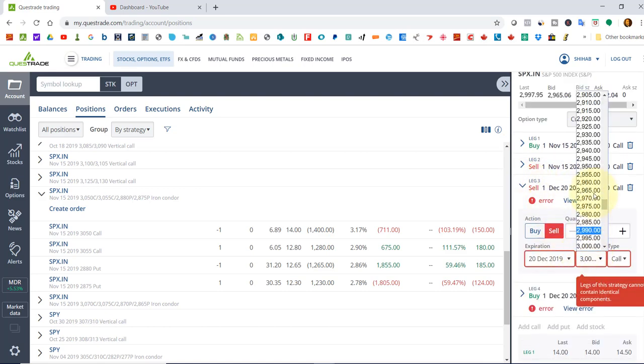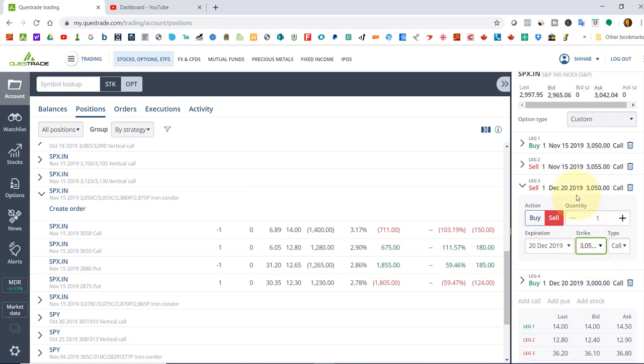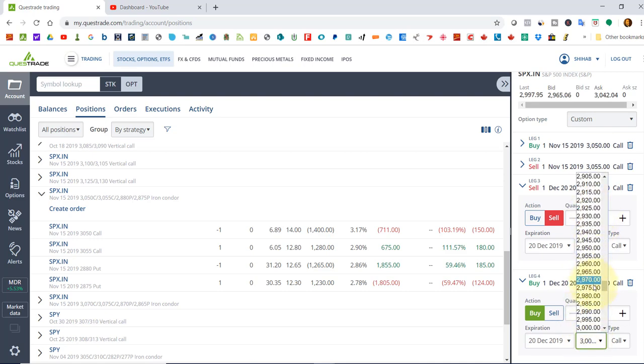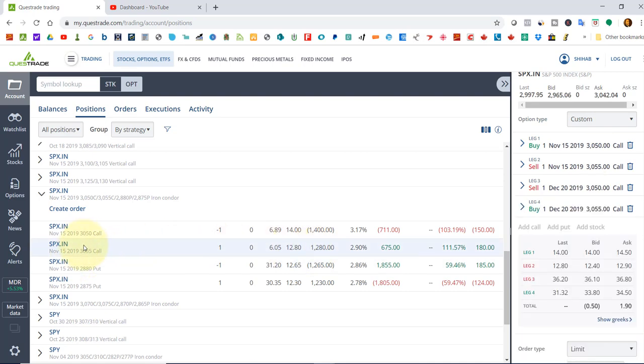I want to give it more chance to fall back down below 30.50, if that's my assumption. So I'm going to sell the 30.50 and then buy the 30.55. I'm going to do the same thing as my initial trade. My initial trade was selling the 30.50 and buying the 30.55, but it expires November 15. Now I'm just changing it to December 20. So I want to keep the same strikes, selling the 30.50, buying the 30.55.